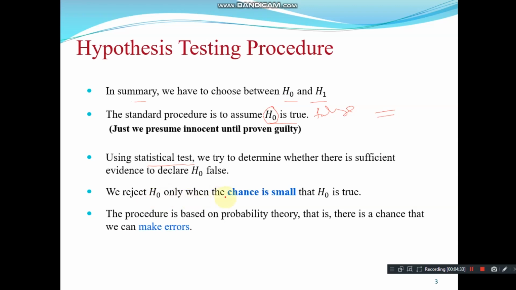Now we reject H0 only when the chance is small that H0 is true. The procedure is based on probability theory. I mean what distribution you are going to use according to the sample, whether the sampling distribution of mean, the sampling distribution of difference between two means, or the sampling distribution of proportions. Accordingly we may make some errors. There are two types of errors, type 1 and type 2 errors. According to how you choose H0, you will get two different types of errors.